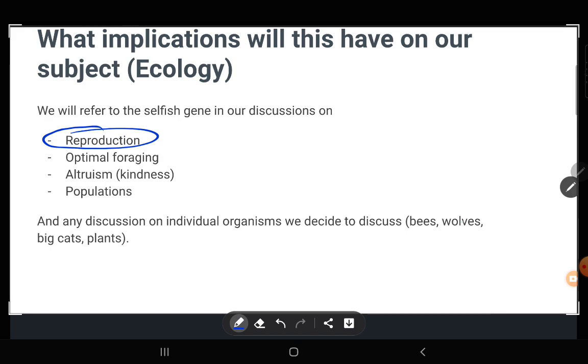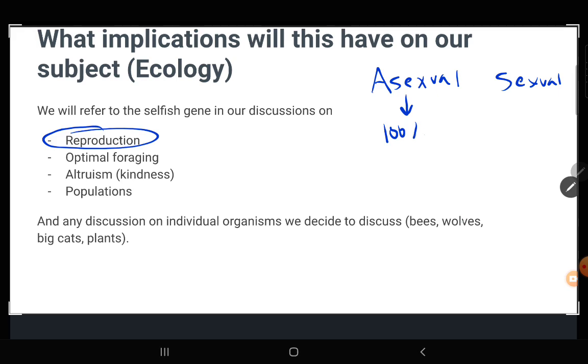reproduction can happen in one of two ways. There is asexual and then sexual. The selfish gene is basically an idea that says that genes want to replicate. Or they don't want to, they just do by their nature, right? So they replicate. In asexual replication, you get 100%. It is cloning. You get 100% of the gene transferred to the next generation.